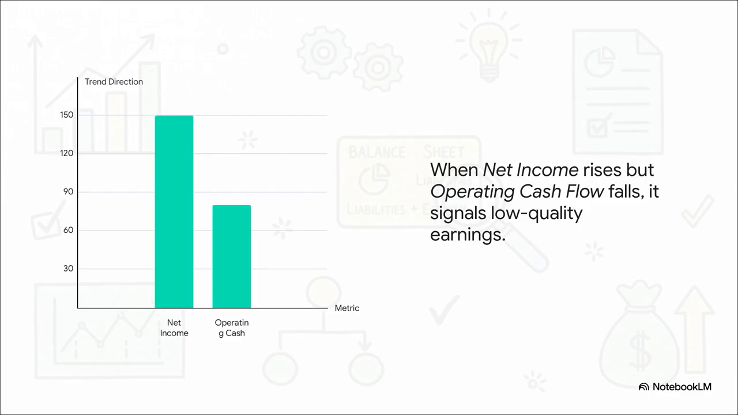Why would that happen? Well, a classic reason is aggressive revenue recognition. The company might be booking sales on its income statement really early, maybe before the cash is collected or even guaranteed. It makes the net income look fantastic, but because the cash isn't actually coming in, the operating cash flow starts to tank. This is a telltale sign of low quality, maybe even unsustainable earnings.